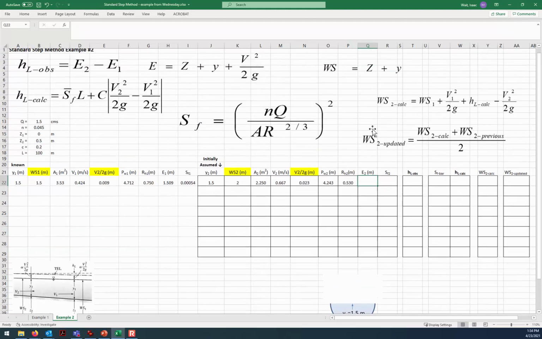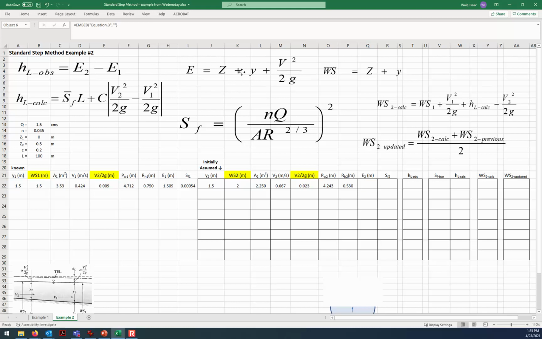And the energy at 2, we're talking about what's the z plus the flow depth and the velocity head, all of those at location 2. So it's the z2 plus the flow depth plus the velocity head. And that gives us 2.023.